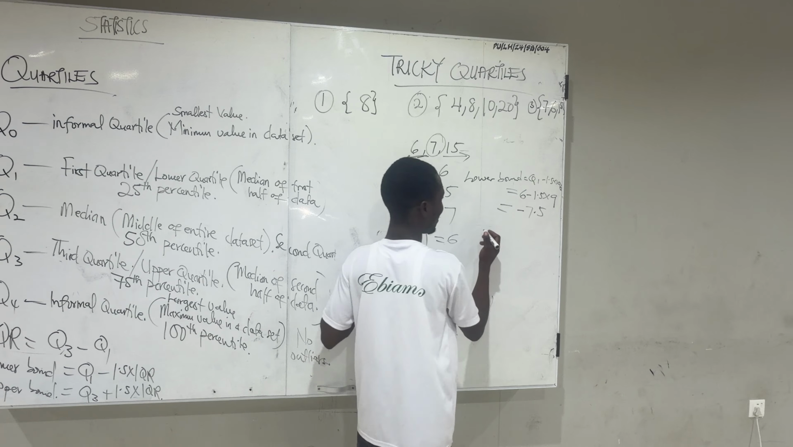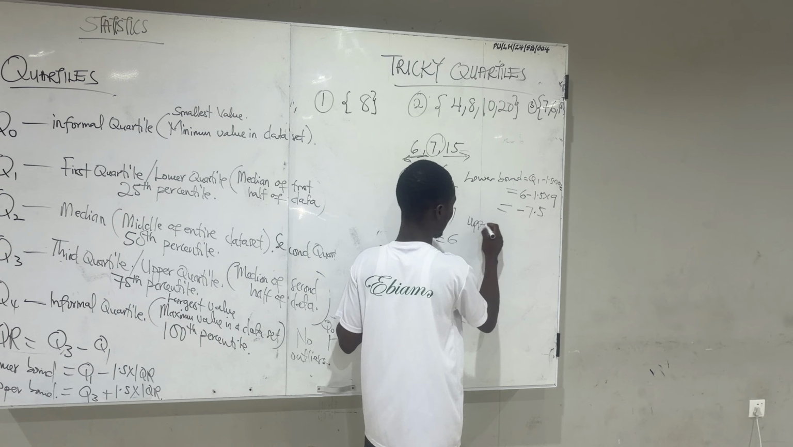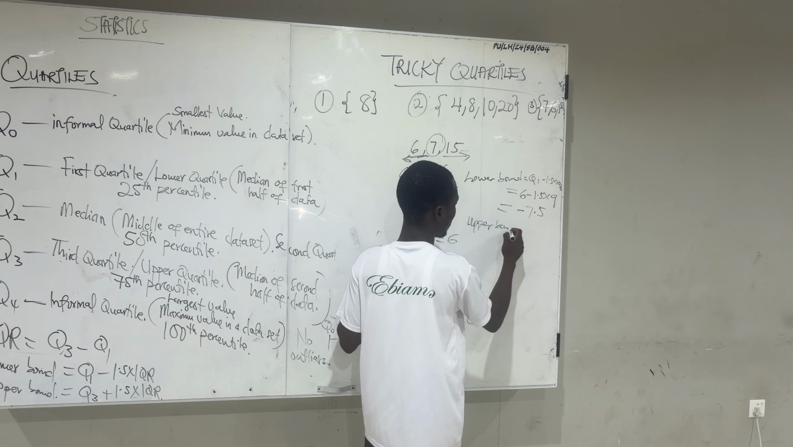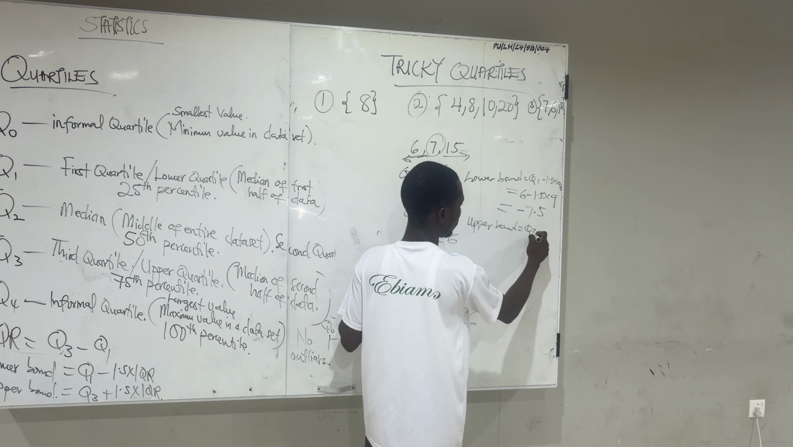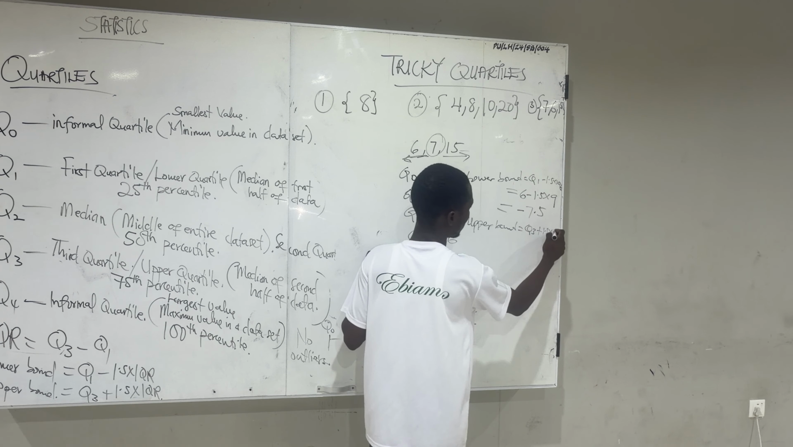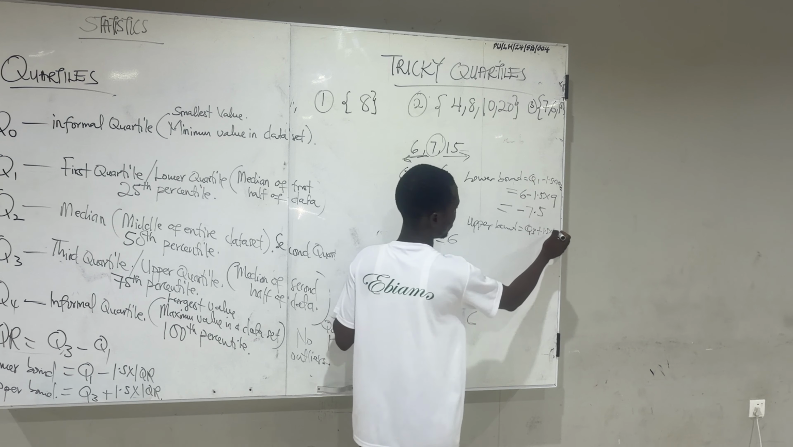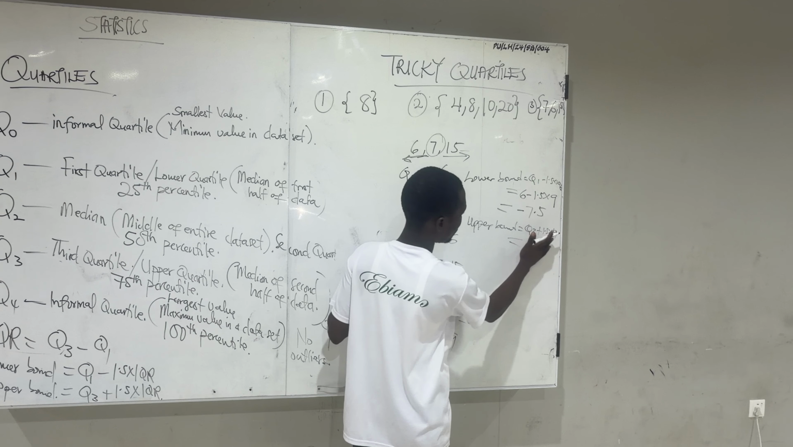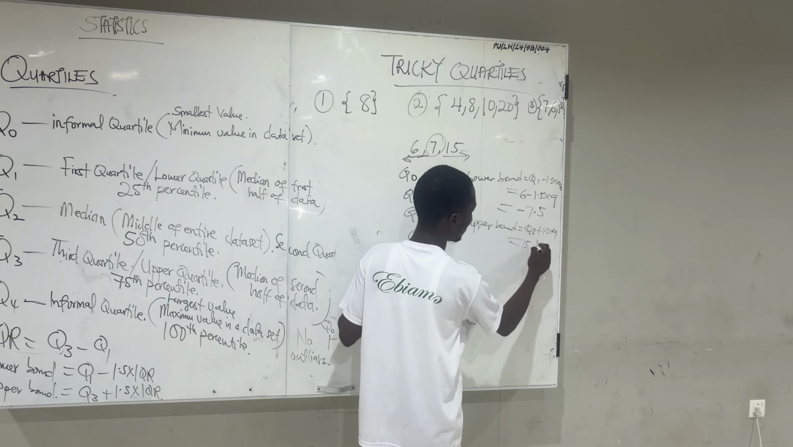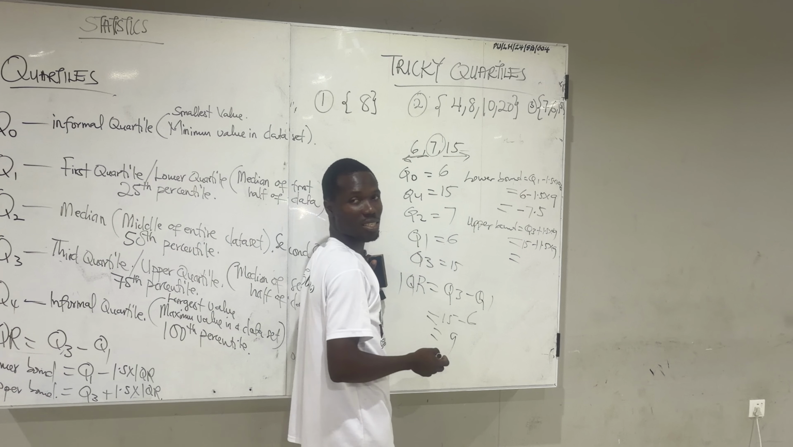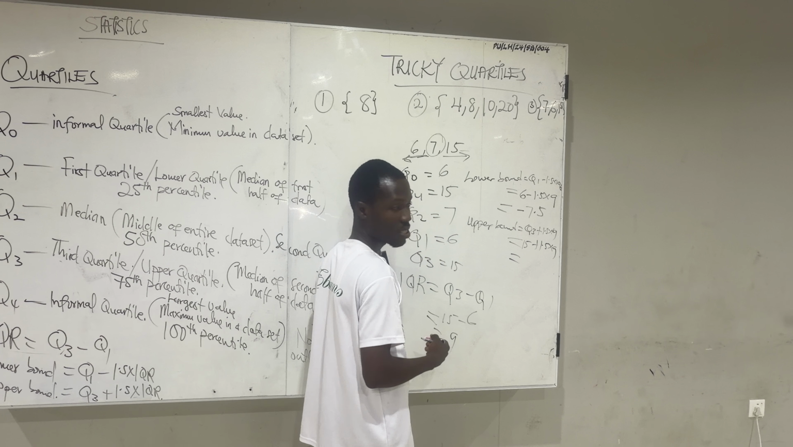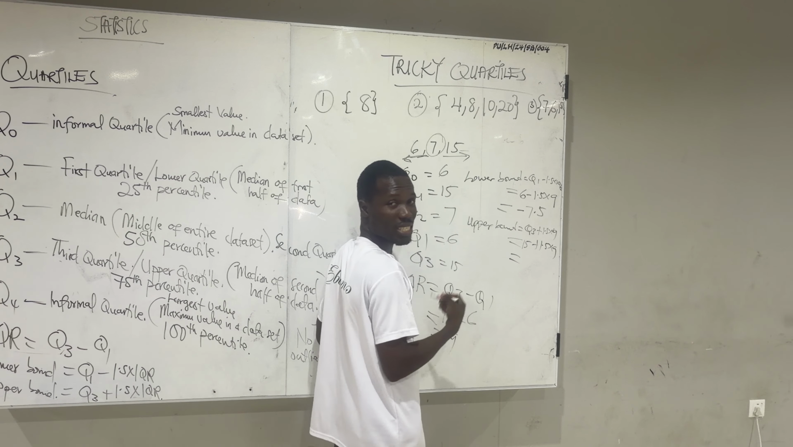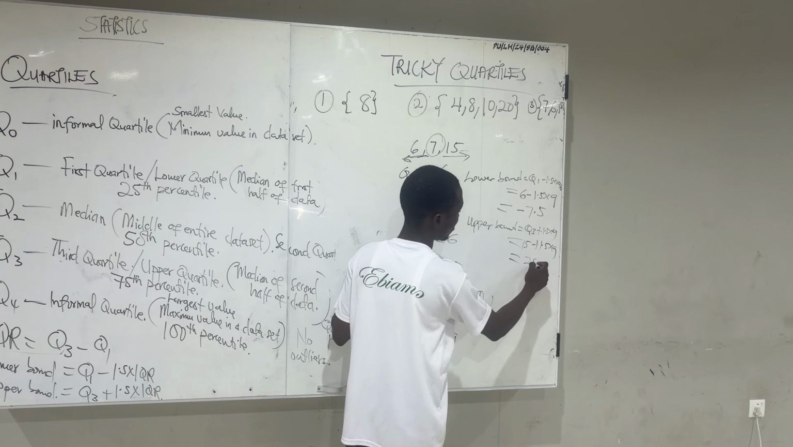Okay. Then the upper bound is Q3 plus 1.5 times interquartile range, which is what? 9. And that one is going to give us what? Anyway, so 15 plus 1.5 times 9. And that will be giving us, so those are the calculator. What? 28.5. Yeah, I said it.